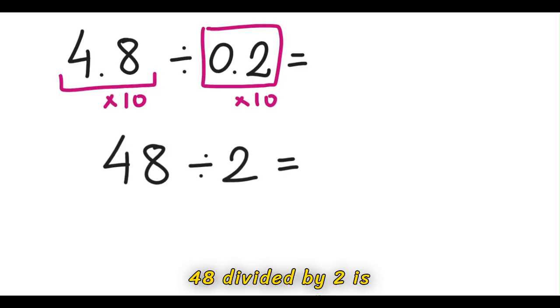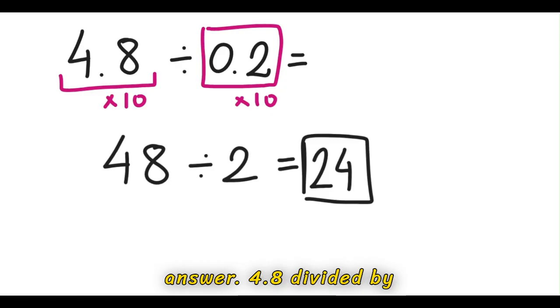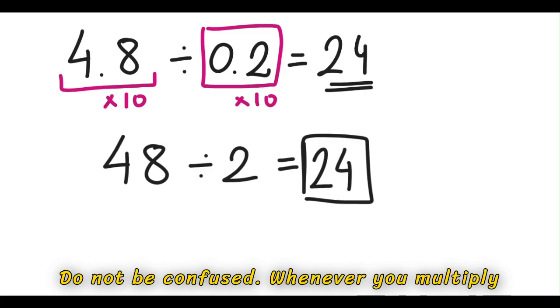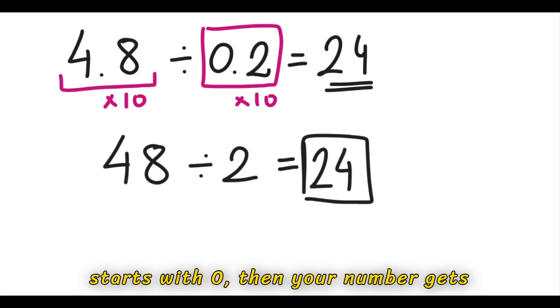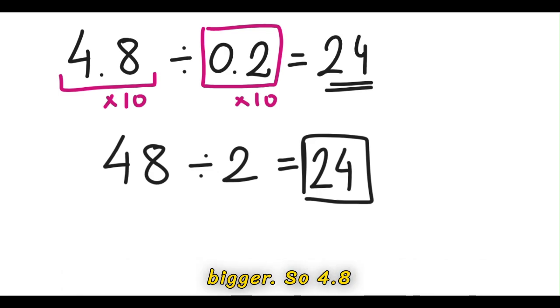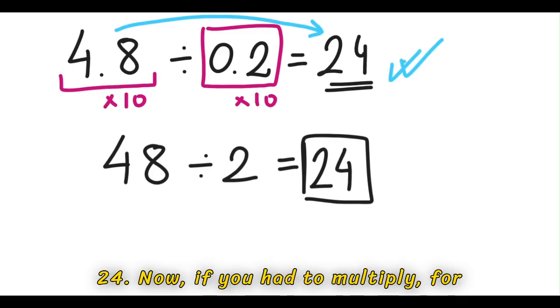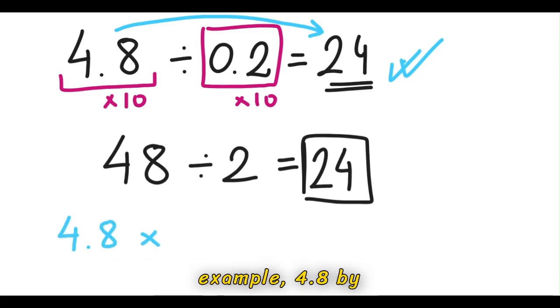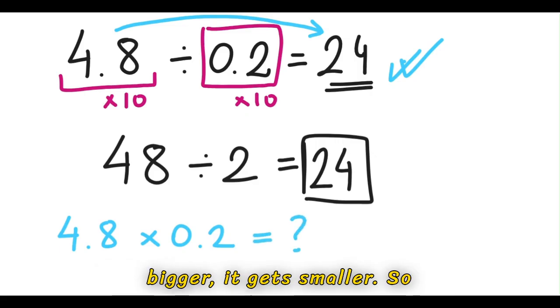48 divided by 2 is equal to 24. And that is the answer. 4.8 divided by 0.2 is equal to 24. Do not be confused. Whenever you divide by a number that starts with 0, then your number gets bigger. So 4.8 divided by 0.2 becomes 24. Now, if you had to multiply, for example, 4.8 by 0.2, then your number doesn't get bigger, it gets smaller.